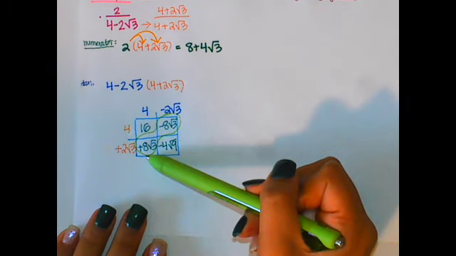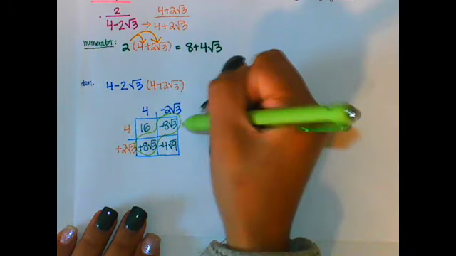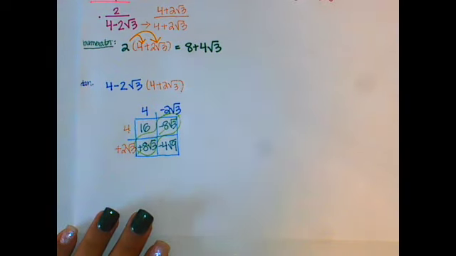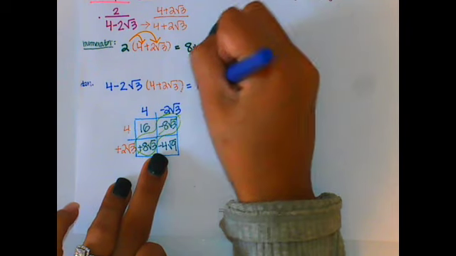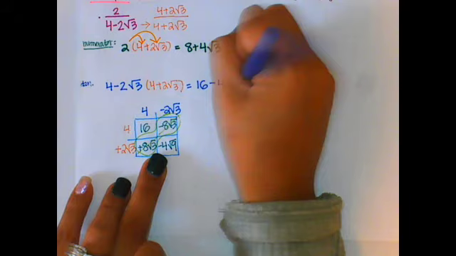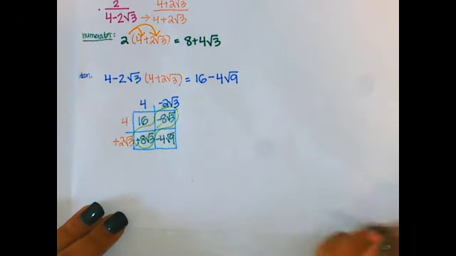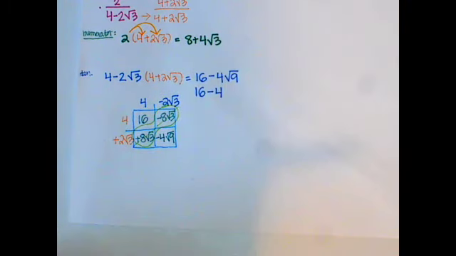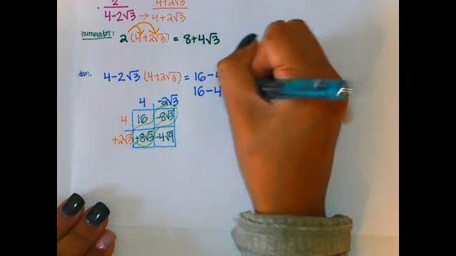So positive 8 minus 8 gives me 0. So those cancel out. And I am left with 16 minus 4 radical 9. Well, I know what the square root of 9 is. That's 3. So I can say 16 minus 4, and instead of the square root of 9, I am going to say 3.